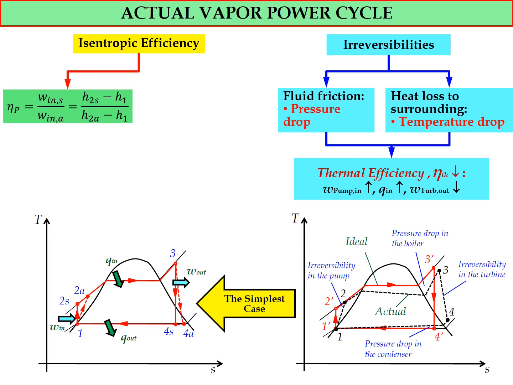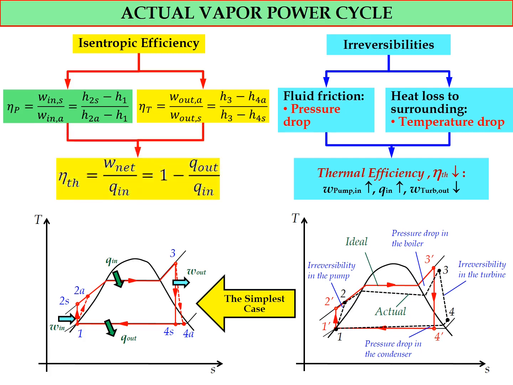So in order to determine the isentropic efficiency for the pump, eta_P equals W in for the ideal process divided by W in for the actual process, which also equals (h2s minus h1) divided by (h2a minus h1). For the turbine, the isentropic efficiency eta_T equals W out actual divided by W out ideal, which equals (h3 minus h4a) divided by (h3 minus h4s). And then, if we consider the isentropic efficiency, we need to recalculate the thermal efficiency for the actual Rankine cycle.